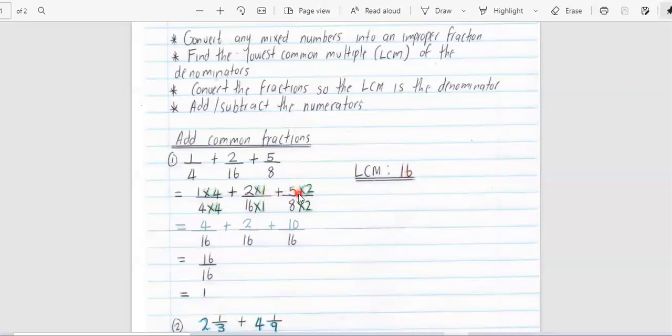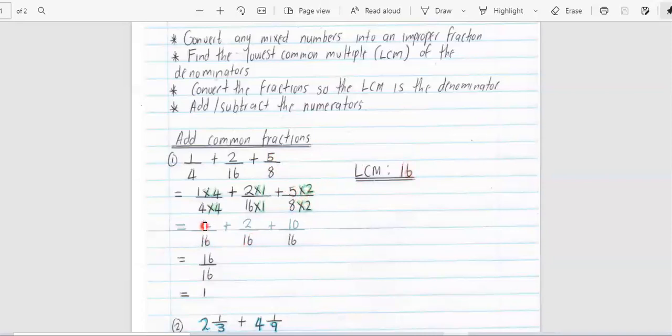And let's go to the last fraction. So it is 5 over 8. We bring down 5 over 8 as it is. Then we look at our denominator again. What number can I multiply the 8 by to give me an answer of 16? So 8 times 2 will give me 16. So I must do the same thing in my numerator. I must also multiply my numerator by 2.